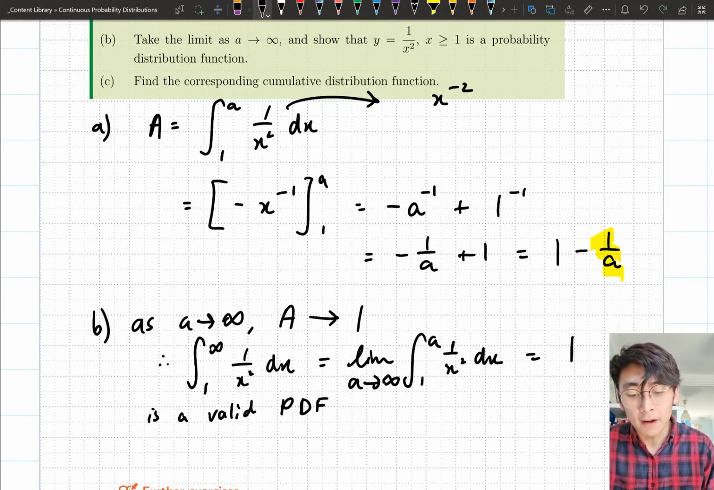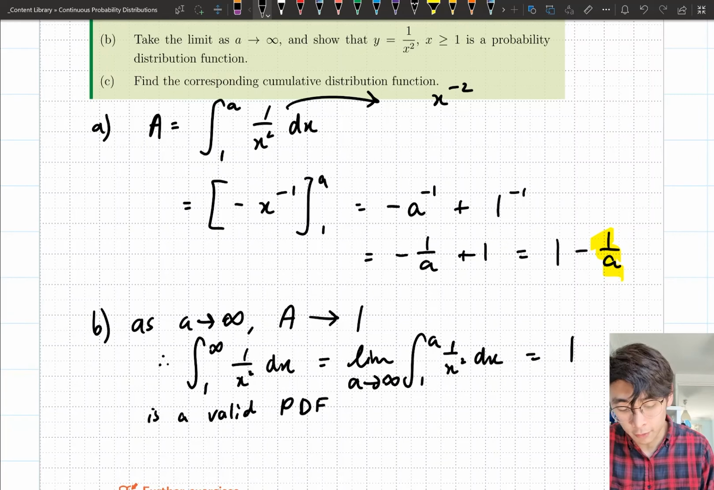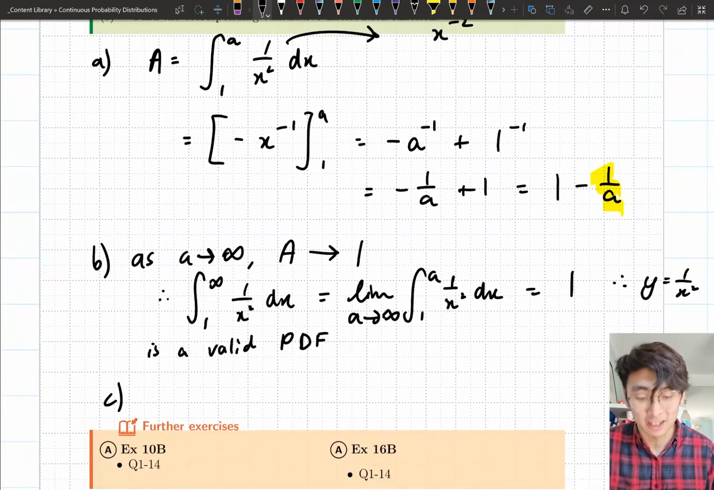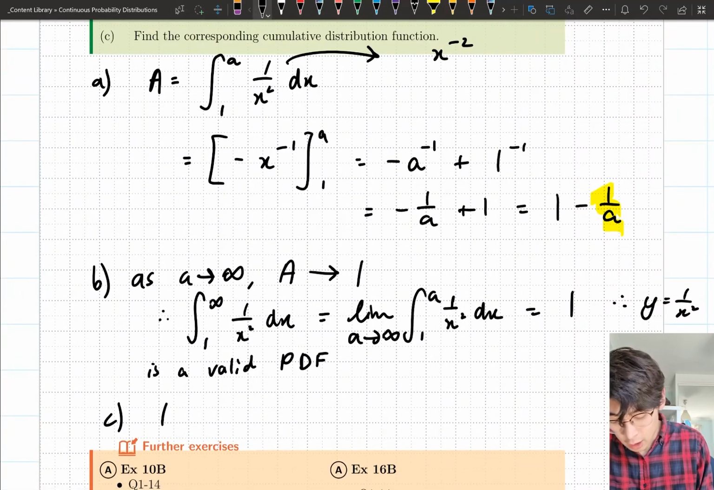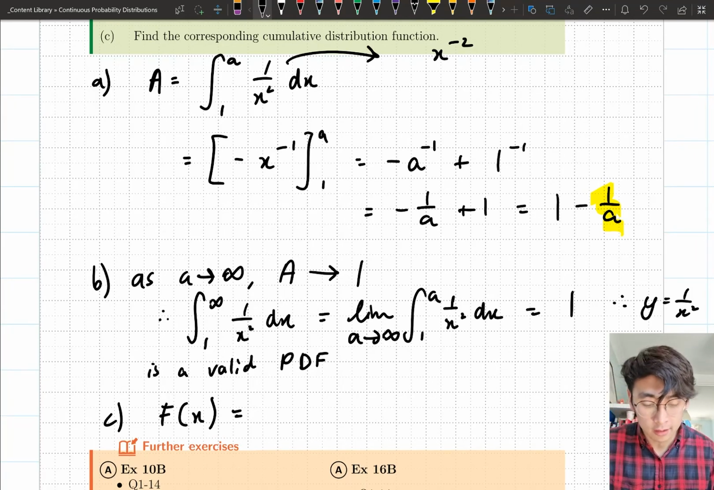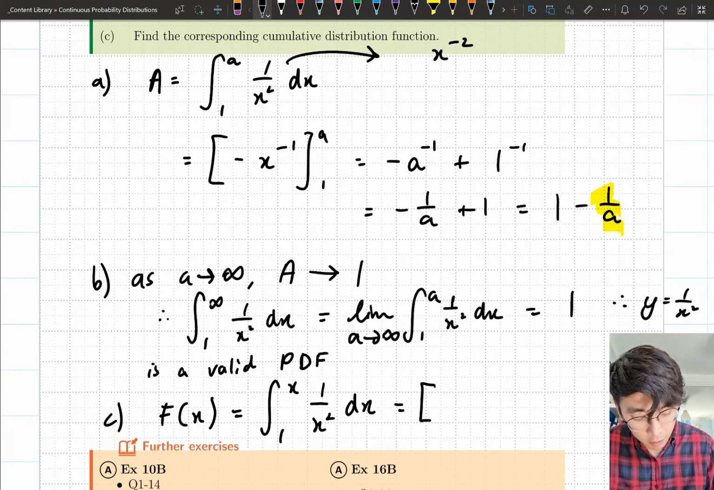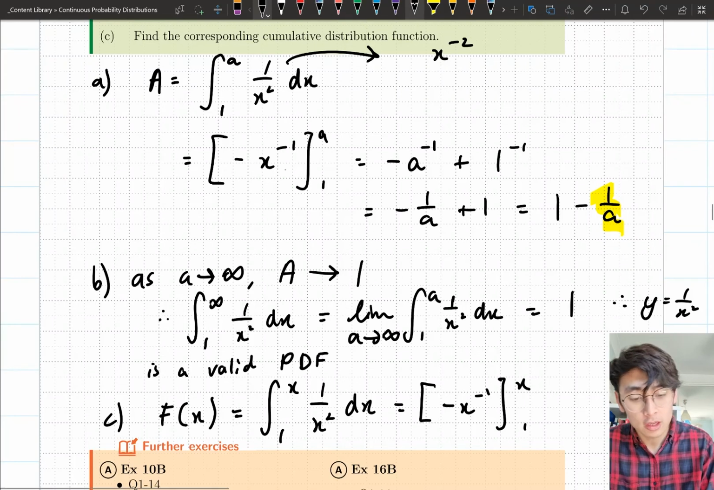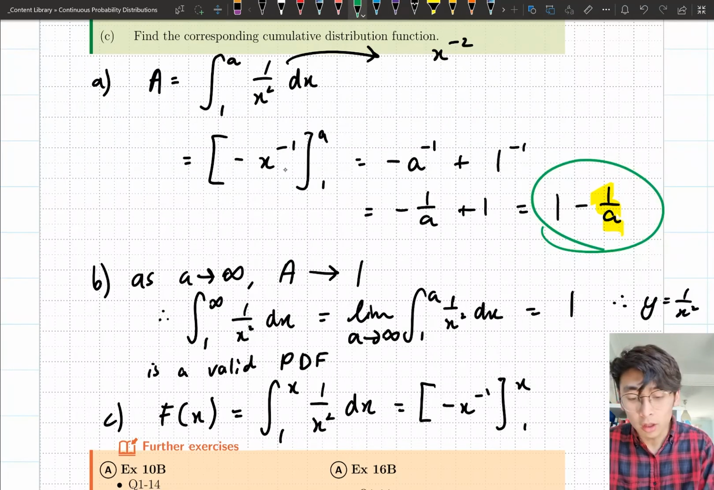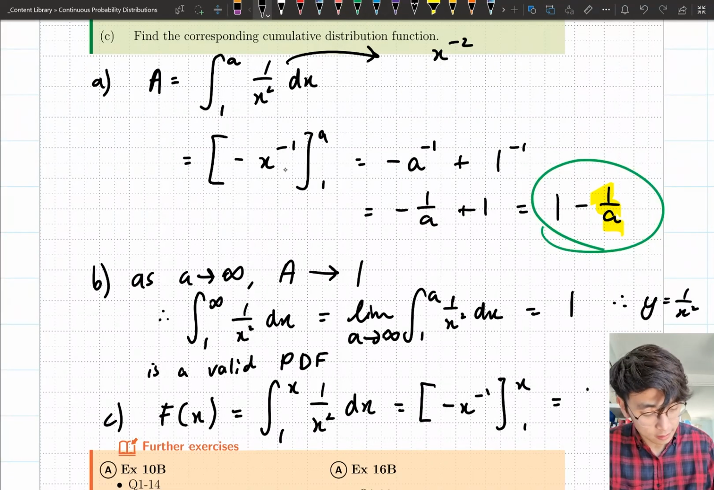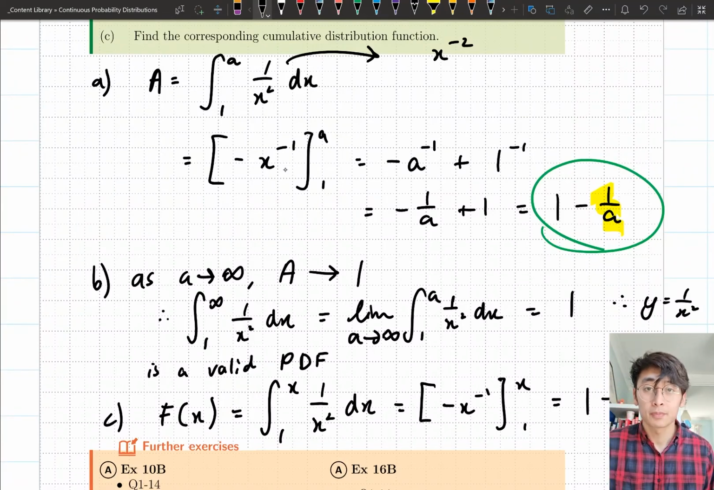The next part is I want to find the corresponding cumulative distribution function. Here, this is actually quite easy because we've actually done it in a previous step, but you might not have noticed it. We want to integrate from the lower boundary 1 all the way up to x of my function, 1 over x squared dx. This is just me substituting x and 1 into this particular guy here. We've actually done it over here, and all I need to do is replace a with x. So 1 minus 1 over x. Okay, so that's it for cumulative distribution functions.